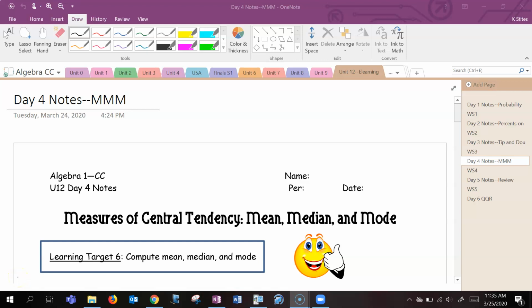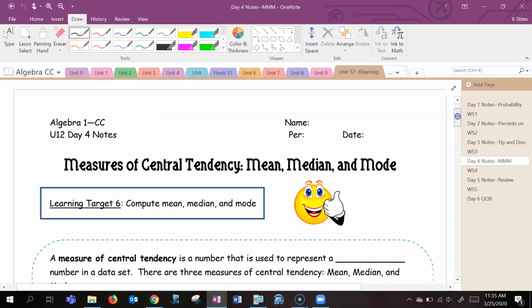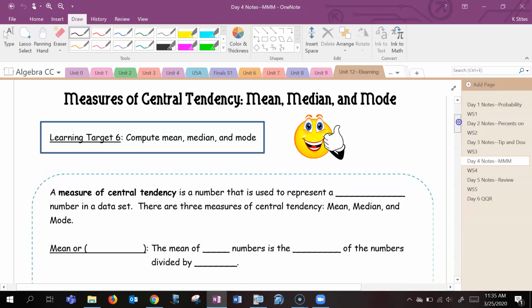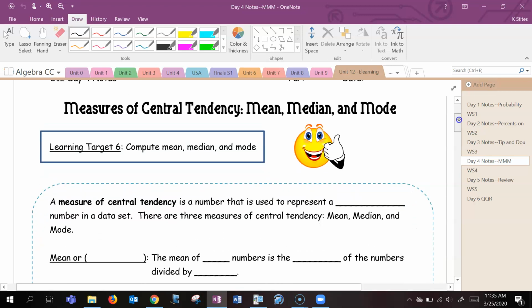Hello, Algebra 1. Today we are going to be talking about mean, median, and mode, and then if we have time, I don't want to make your video too long, we'll also do a little review from yesterday and the day before.